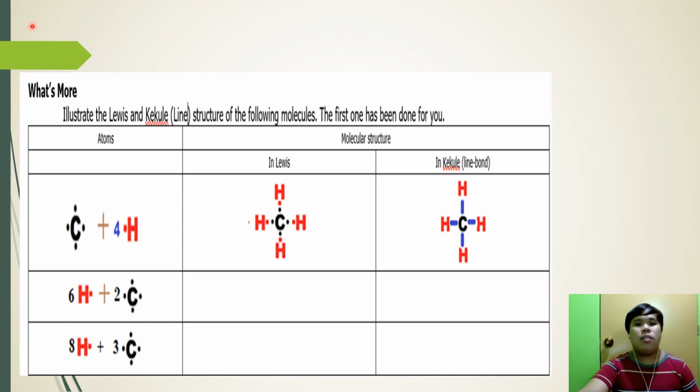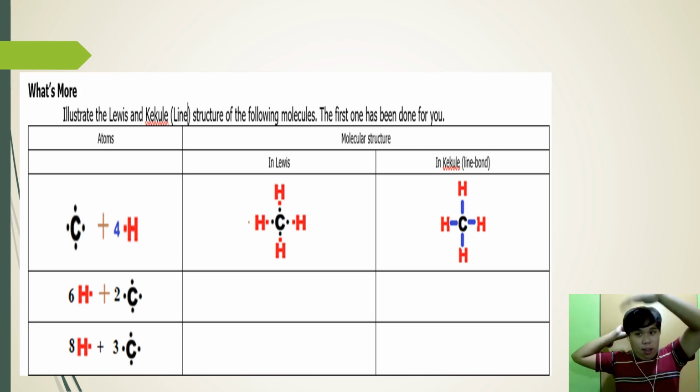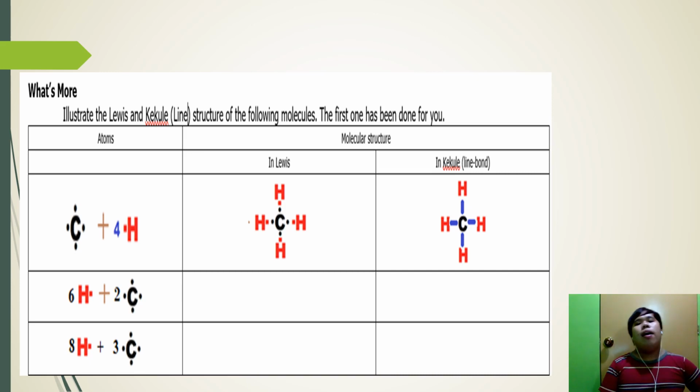Okay, what's more? Illustrate the Lewis and Kekule structure of the following molecules. The first one has been done for you. So this is our first example. We have 1 carbon and 4 hydrogen. So in Lewis, you have 1 carbon surrounded by its 4 valence electrons. How do you get that? 4, because carbon belongs to group 4A or group 14. And then you surround it with 4 hydrogens because it has 4 atoms of hydrogen.